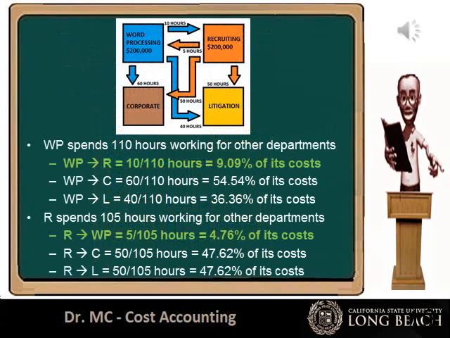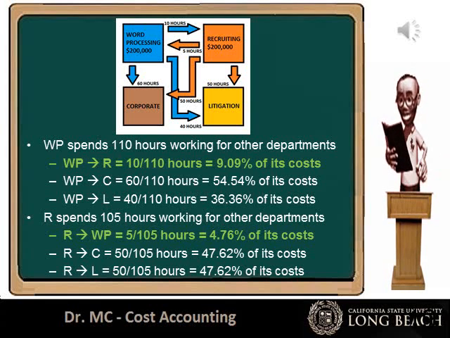Assume that the word processing department also spends 10 additional hours working for the recruiting department, and the recruiting department also spends 5 additional hours working for the word processing department. Now, word processing would allocate its cost as follows: 9.09% to recruiting, 54.54% to corporate, and 36.36% to litigation.